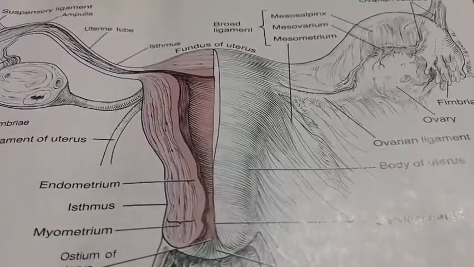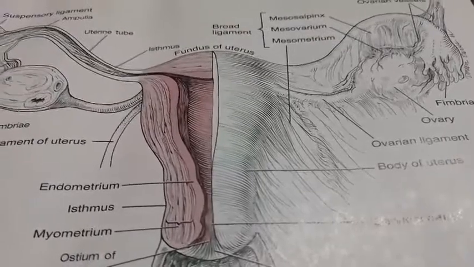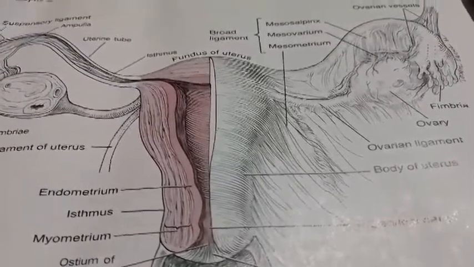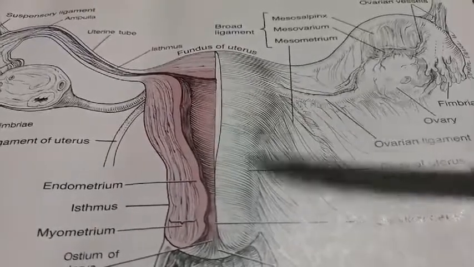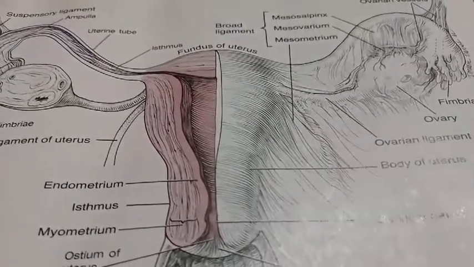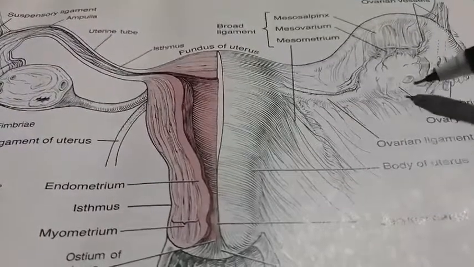Let's start our lecture 13. Okay, now we are going to start with the female reproductive system. So let's start, and this is your female reproductive system. Now you can see that this is your ovary, isn't it?